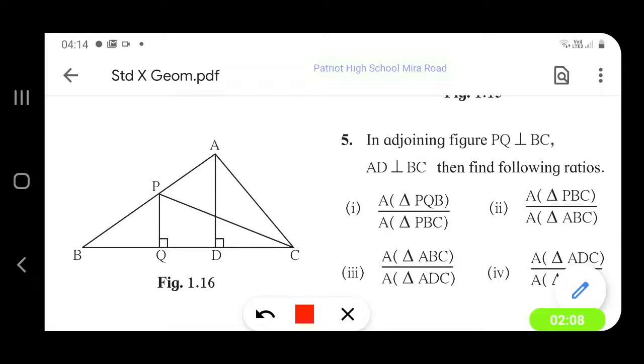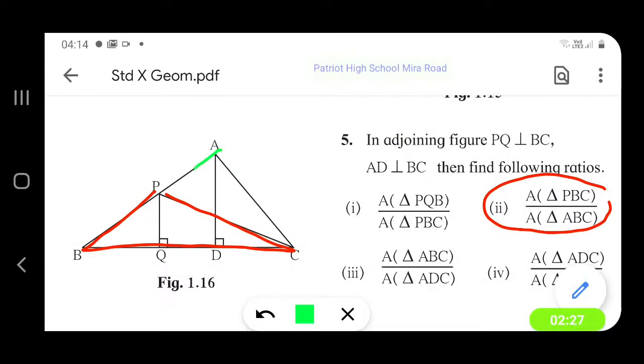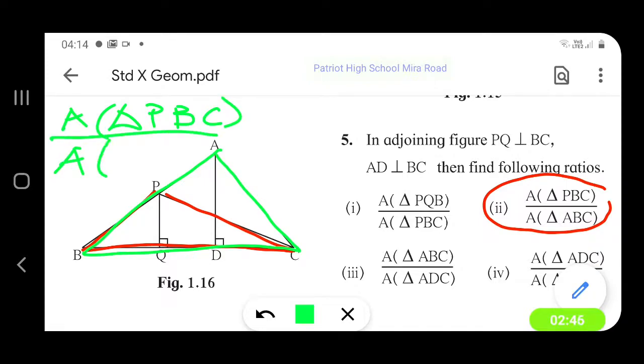Consider the second ratio, area triangle PBC upon area triangle ABC. PBC and ABC. These two triangles we have to consider. So area triangle PBC upon area triangle ABC.